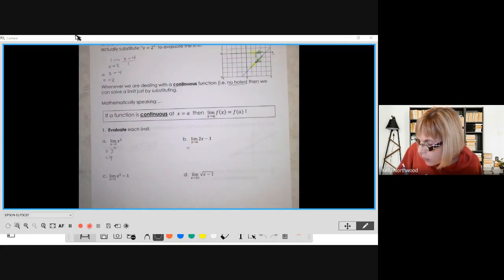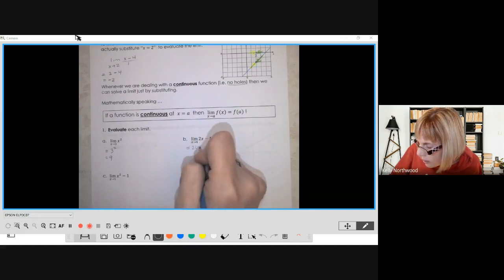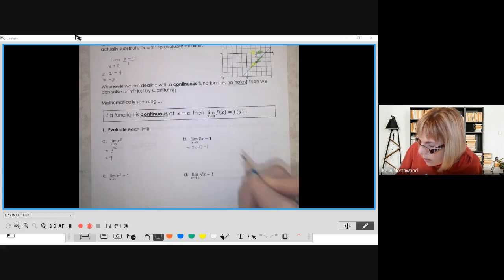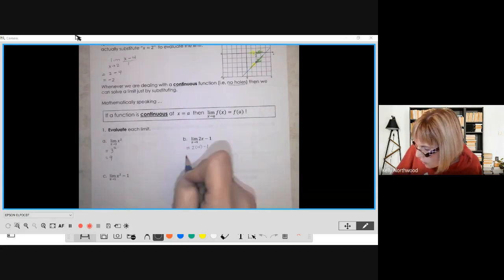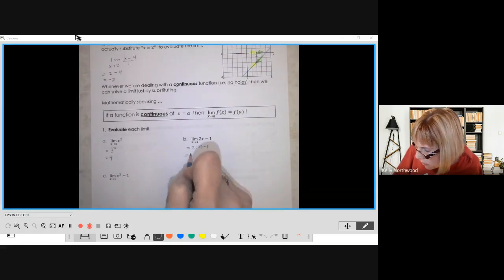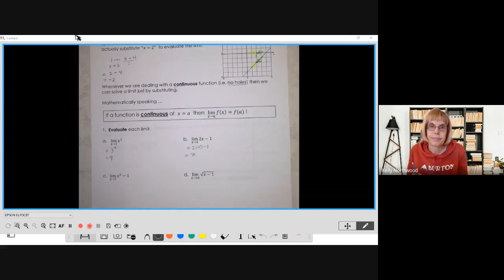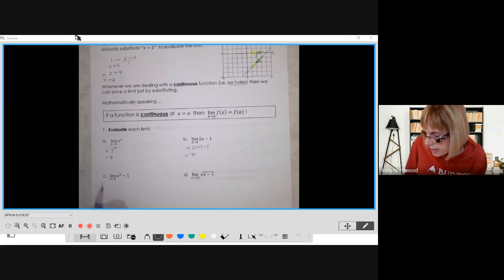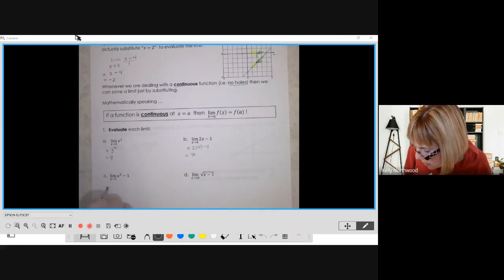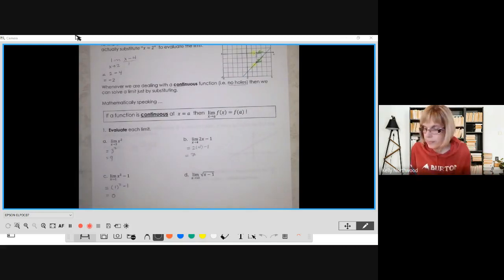The limit as x approaches 4 of 2x minus 1. We are able to let x approach 4, so it's just going to be 8 minus 1, which is 7. The limit as x approaches 1 of x squared minus 1. It's just going to be 1 squared minus 1, which is 0.